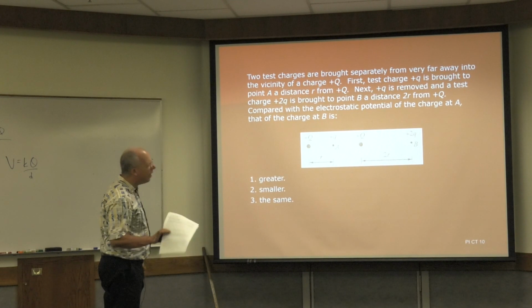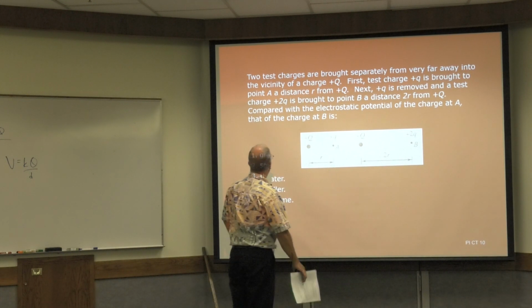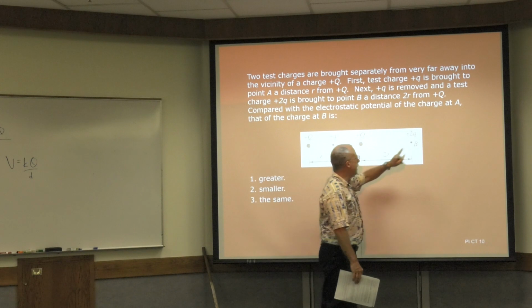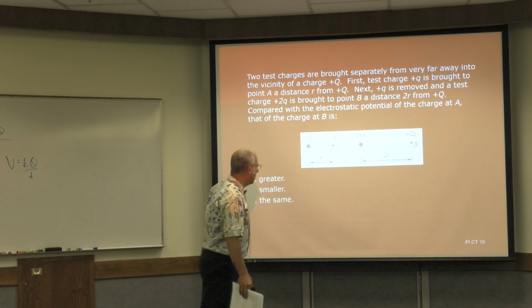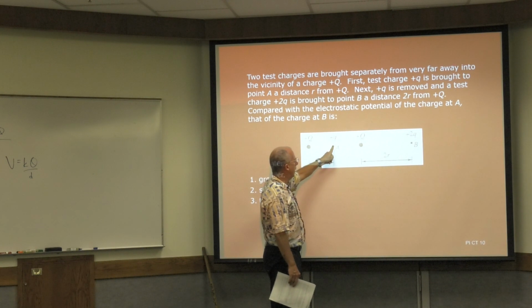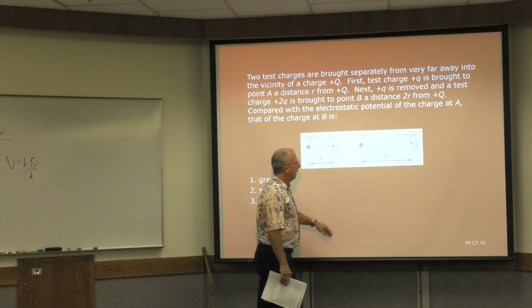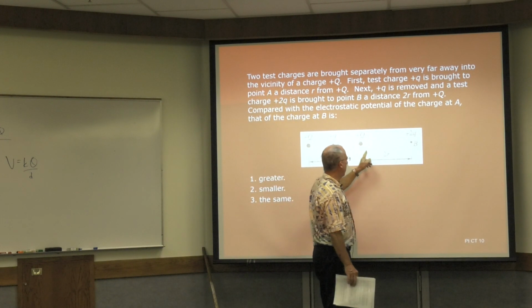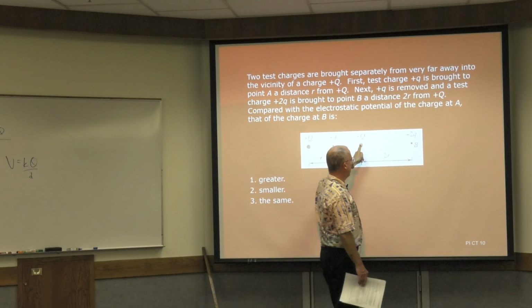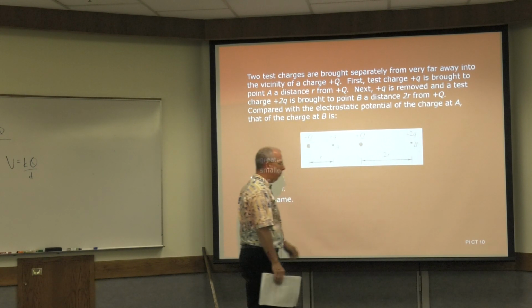Compared with the potential of the charge at A, that of the charge at B is what? So basically you're calculating the potential. This guy creates a potential. You're measuring it here with this guy, that far away. And then you're doing the same thing here. This guy creates a potential. You're measuring it with this probe, but it's 2r apart.